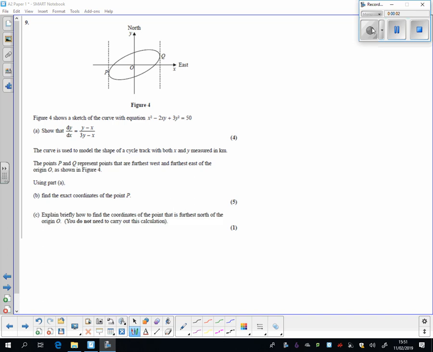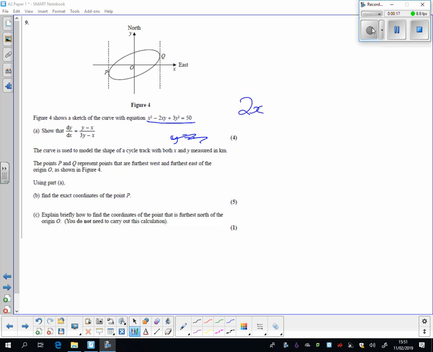Question 9 is a really high quality A-level question involving differentiation. We're having to differentiate this expression here. We've got to do it implicitly, so we're not writing y equals blah blah blah here. We're differentiating each thing in turn.